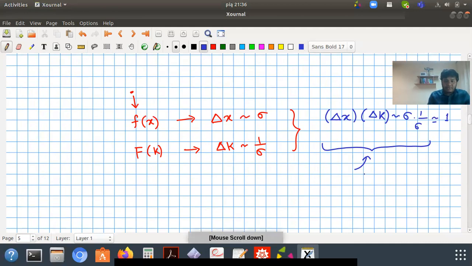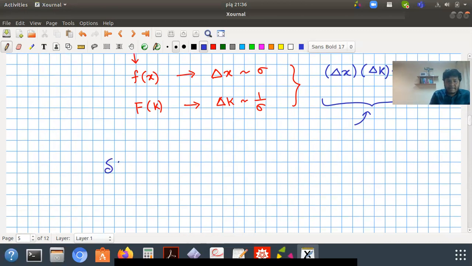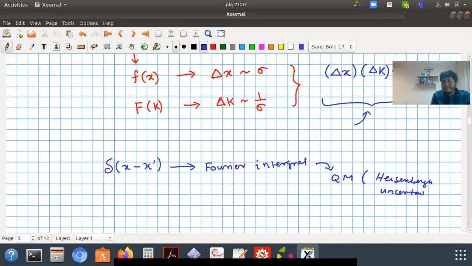So what we did, we started from the delta function, from the delta function we discussed the Fourier integral, and from that we gave you the input of quantum mechanics, which is the Heisenberg uncertainty principle, which we will discuss in detail in the next lecture.